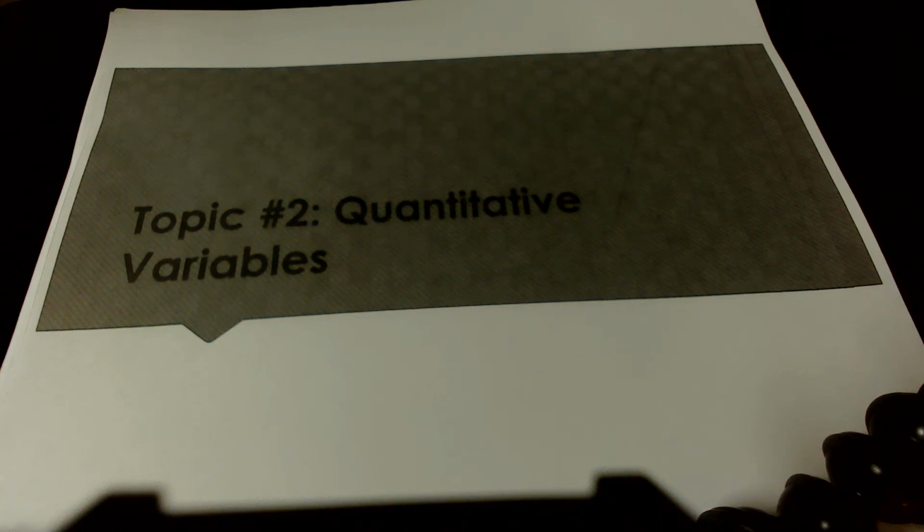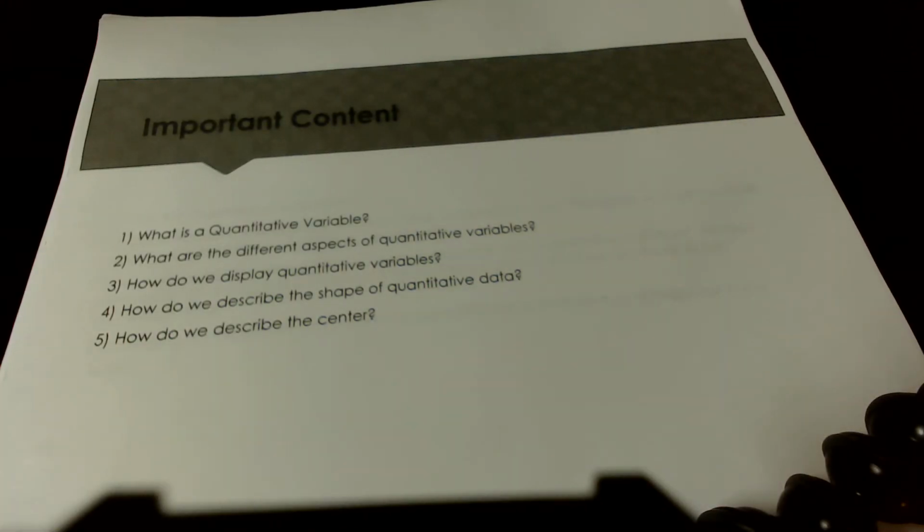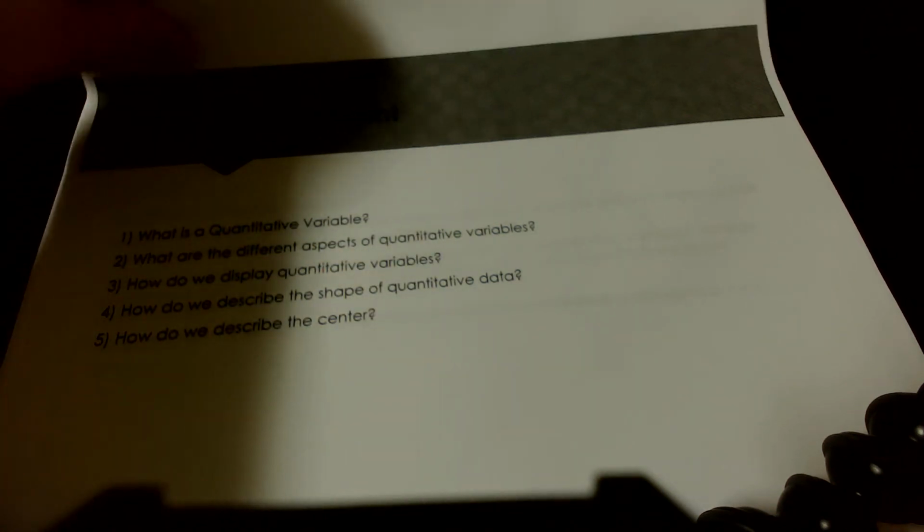Okay, so the next topic we're going to talk about is quantitative variables. We talked about categorical variables in the last one. Quantitative variables are slightly different. We're going to talk about what a quantitative variable is, what the different aspects of quantitative variables are, how we display quantitative variables, how we describe the shape of quantitative variables, and how we describe the center.